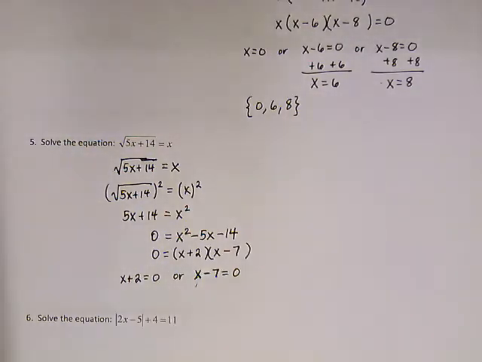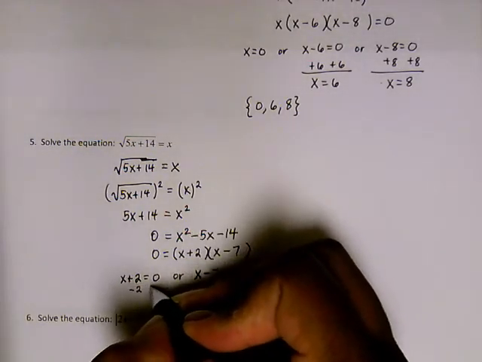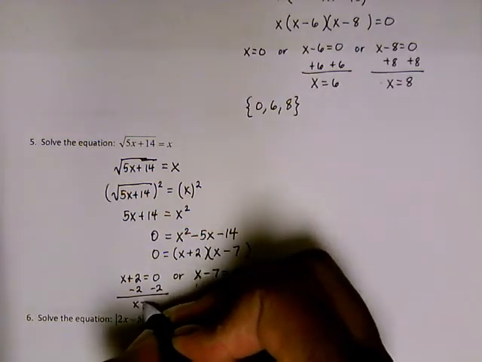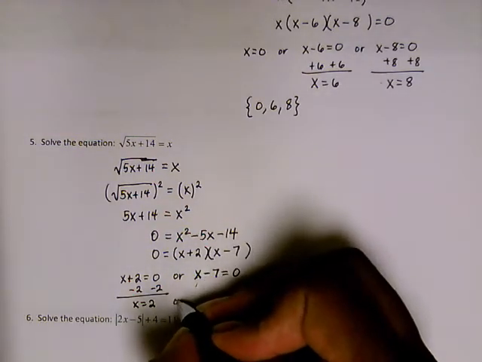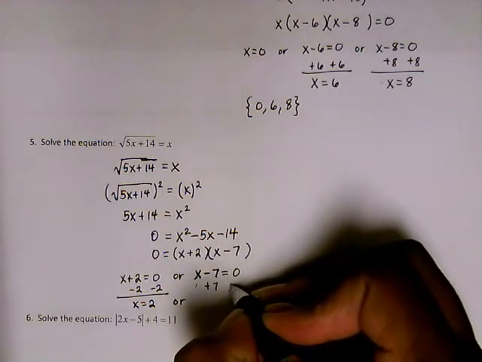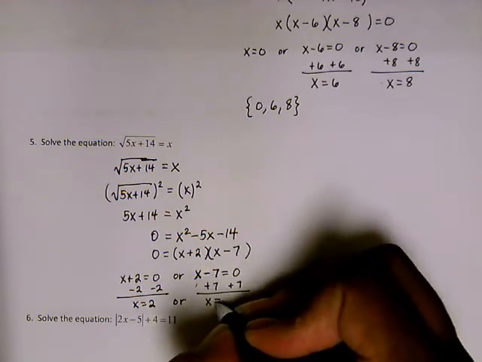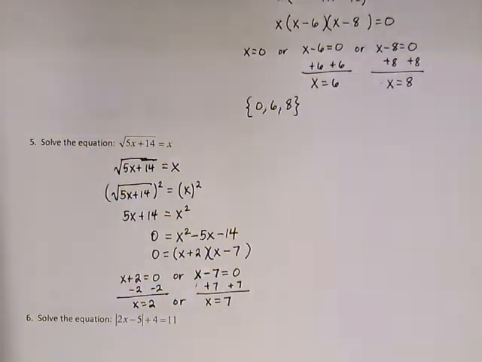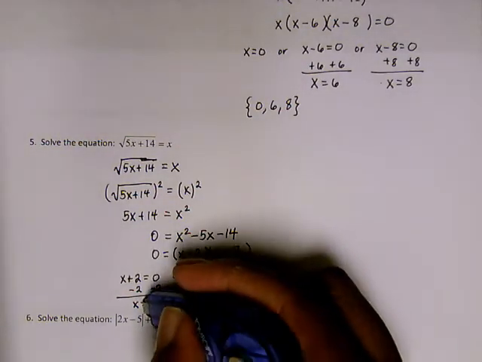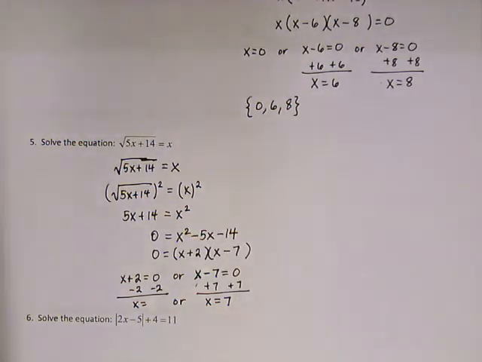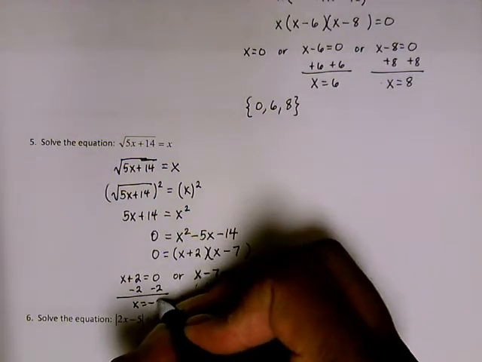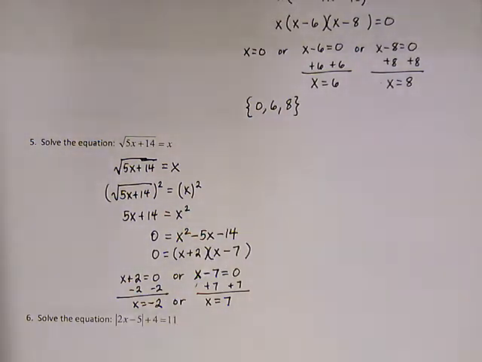Now for each equation, I'm going to solve for x. So for the x plus 2 equal to 0, if I subtract 2, I'm going to get x equals 2. Or for the x minus 7 equal to 0, if I add 7, I'm going to get x equals 7. Wait a minute. X plus 2 equals 0, that means x equals negative 2. And then the other one would be x equals 7. So negative 2 and 7 are my proposed solutions for this radical equation.